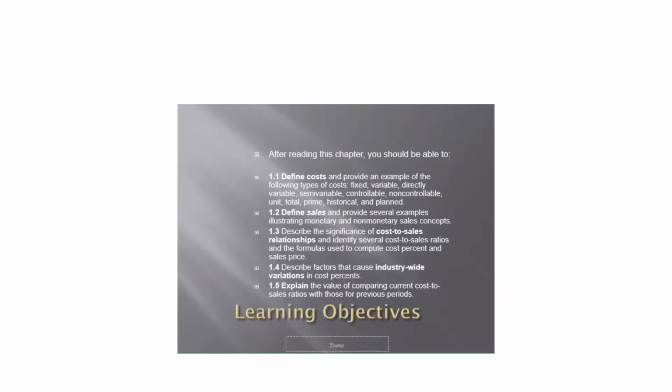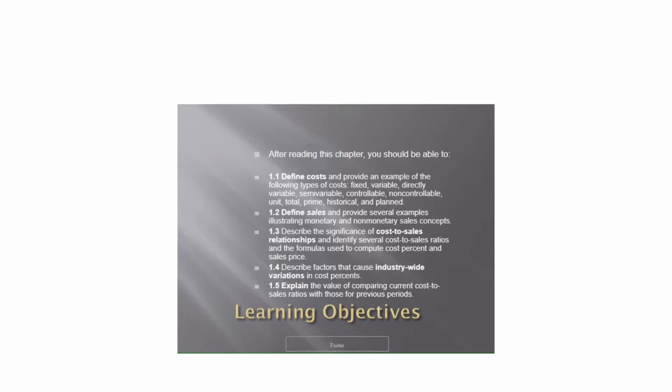Some of our learning objectives with this recording is we're going to be able to define costs and give examples of different kinds of costs and even categorize different cost items as different things. For instance, we'll have fixed, variable, and directly variable costs as well as semi-variable. We'll be able to classify those as either being controllable, non-controllable, a unit, total, or prime cost, and identify whether it is a historical or planned cost.